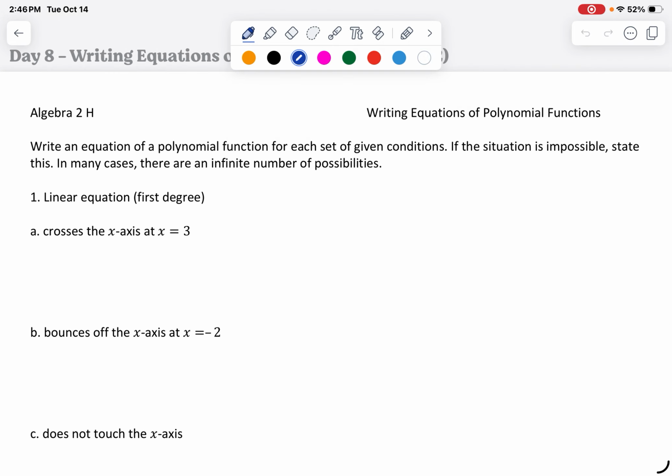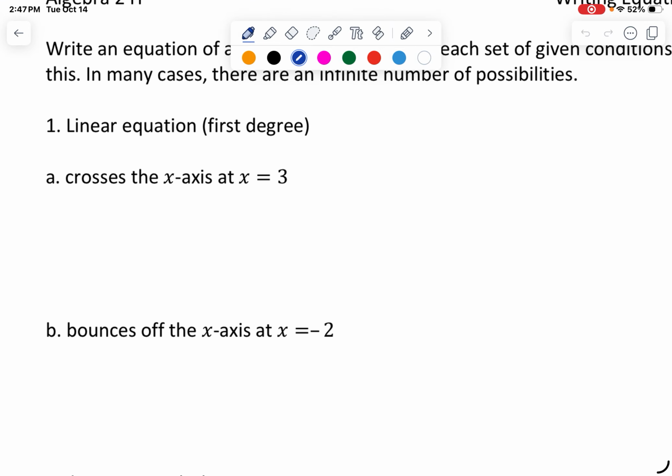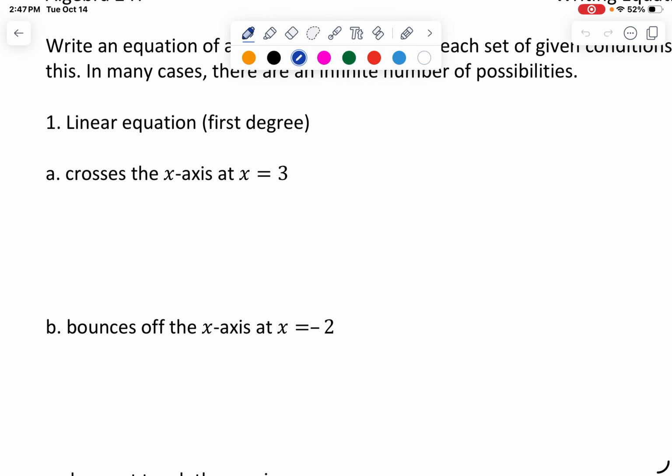Okay, so the directions here are: write an equation of a polynomial function for each set of conditions. If the situation is impossible, state this. In many cases, there's an infinite number of possibilities. So the answer that we're writing down might not be the only answer. It might have more answers than that, and we're just coming up with one, okay? So these are all linear equations, so we want to make sure that the degree is 1 when we're done writing it.